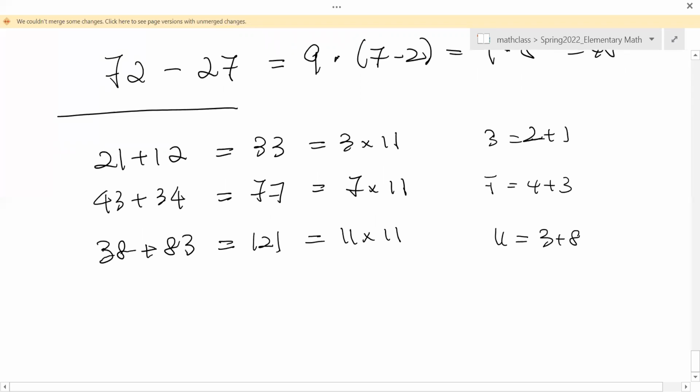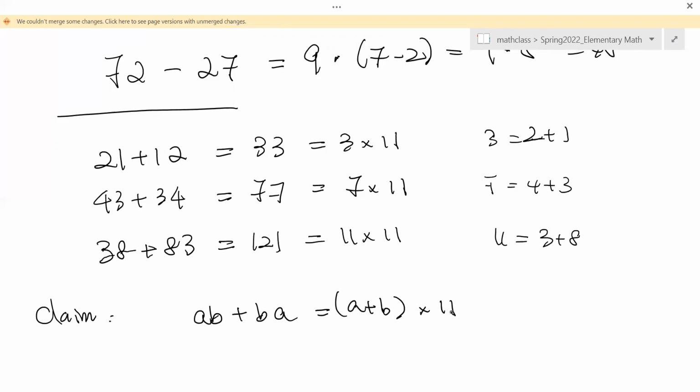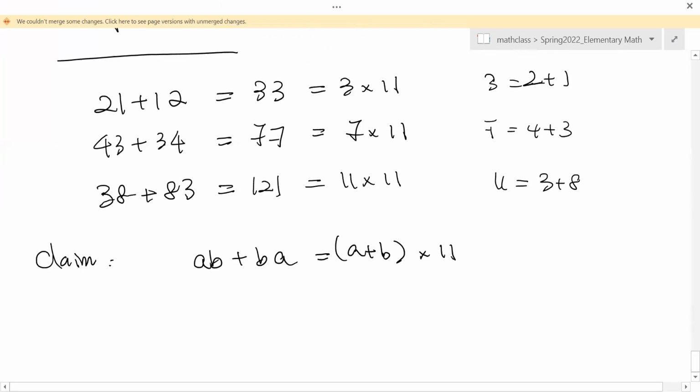But when you do research in biology or chemistry, probably you already conclude that should be always true. But in mathematics, you have to prove that, okay? So we can say claim, AB plus BA should be A plus B times 11, right? If we switch the order of these two digits and add them together, you should just add those two digits times 11. So you discover another formula by yourself.